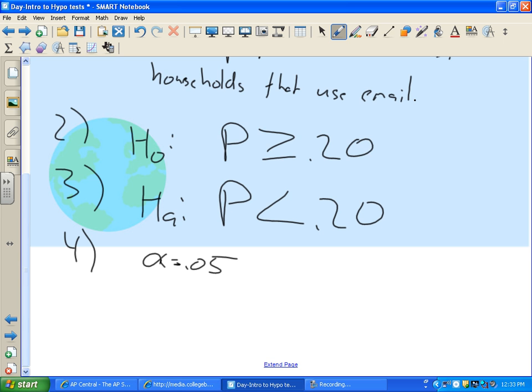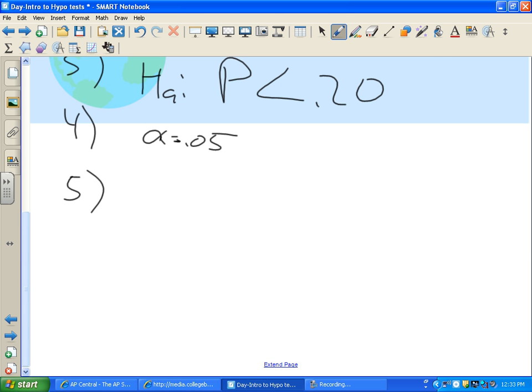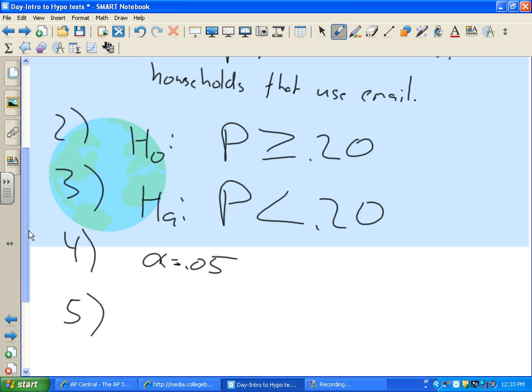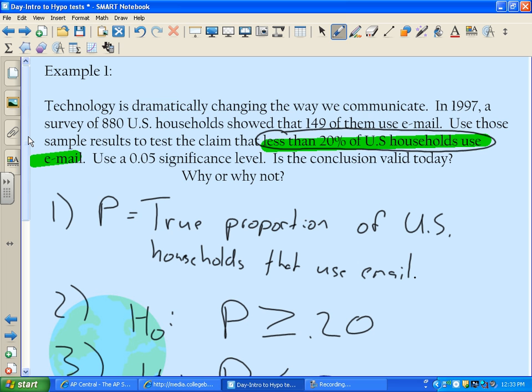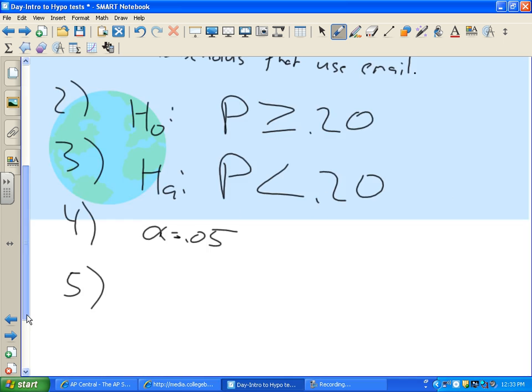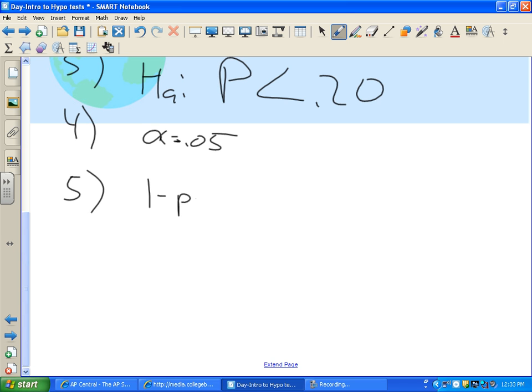Step number 5, tell me what you're doing and why you're doing it. How many proportions do we have here? Very good. We have one proportion. There's not 2 different things. There's one proportion, specifically 149 out of 880. So we are going to be running a 1 proportion Z test.